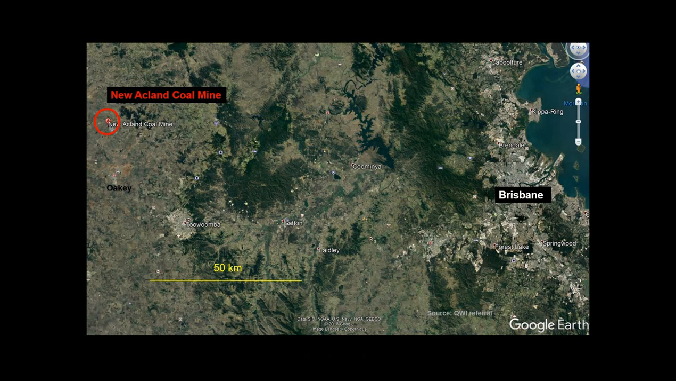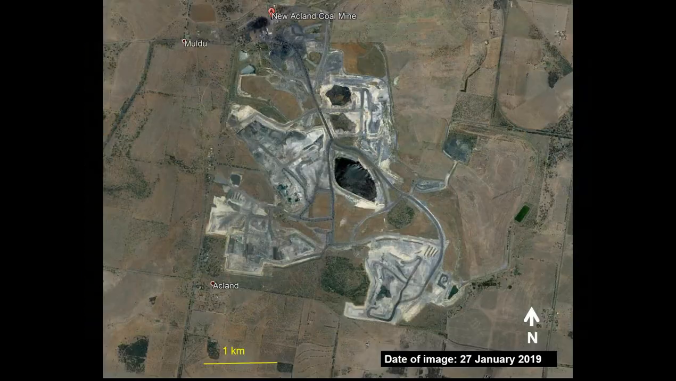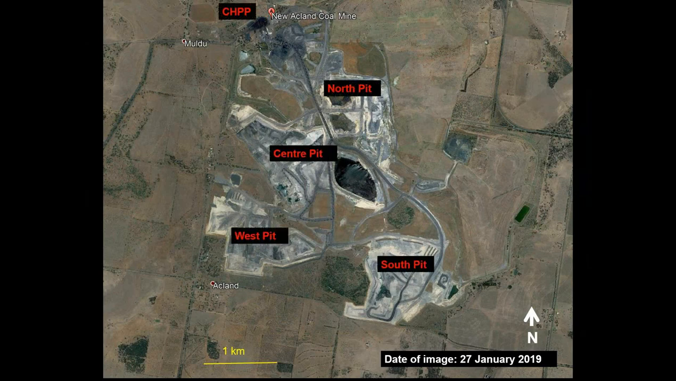So the New Acland mine is located 150 kilometres west of Brisbane, out past Toowoomba and Oakey. We went there for the field trip, and the sites for the development application that you're doing in your group assignment are also around the mine. If we zoom in on the mine in Google Earth, this is the most recent image, and it shows a series of big open cut mine pits. Just to give you a few names, and again, you might want to jot these down, because I'm going to be talking particularly about West Pit. In the northern part of the mine is basically the mine administration, the office, but there's also the coal handling and processing plant, or the CHPP for short. And the mine has had three major pits for the last decade: North Pit, Centre Pit, and South Pit.